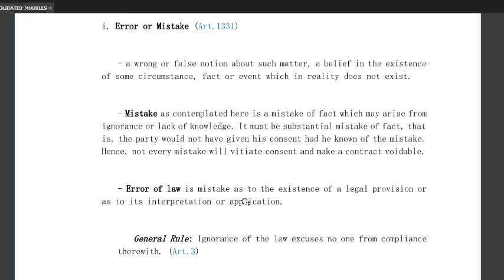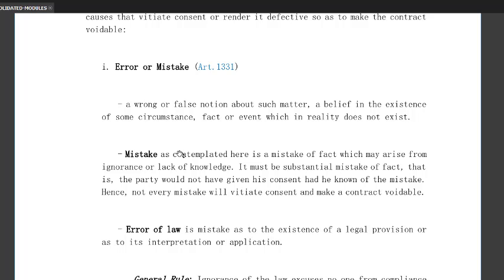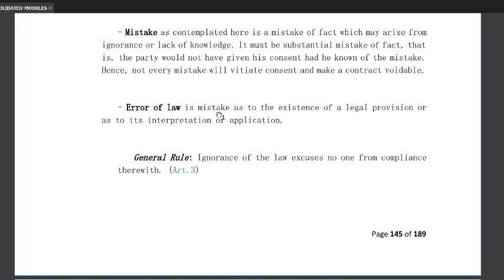Here, error or mistake. So, we have a definition. And then we have error of law. Error of law is a mistake as to the existence of a legal provision or as to its interpretation or application. So, here, tatandaan natin yung error must be a mistake of fact, not of law. Kasi yun po yung nakaka-vitiate ng consent. Ano, hindi po mistake of law, but a mistake of fact.